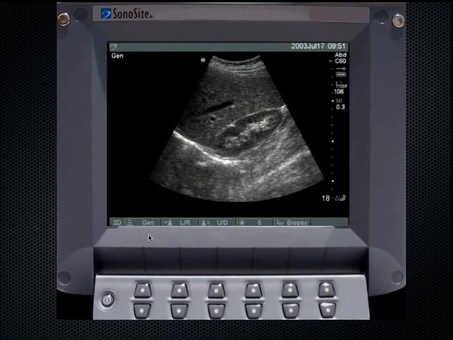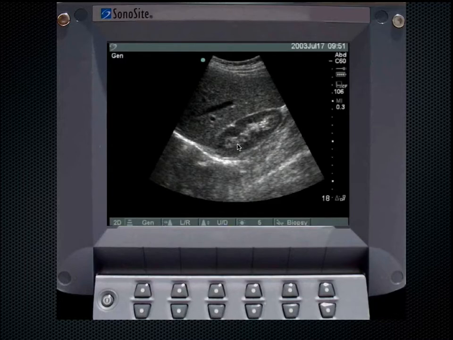Now, some ultrasound products show the actual frequency somewhere on the ultrasound screen. I'm discussing this type of product here, which uses words instead of numbers. I've seen other manufacturers use numbers. So either way, general is the middle frequency range. So if this particular transducer went from 3 to 5 megahertz, the general range would be at 4 megahertz, right in the middle.